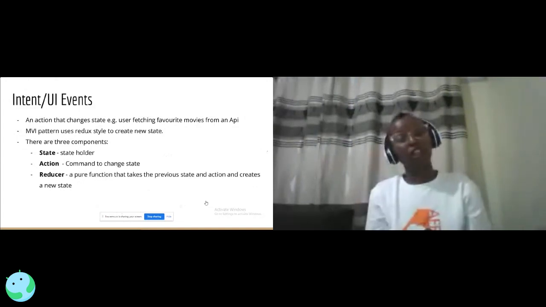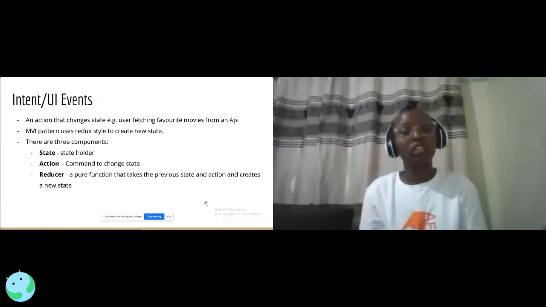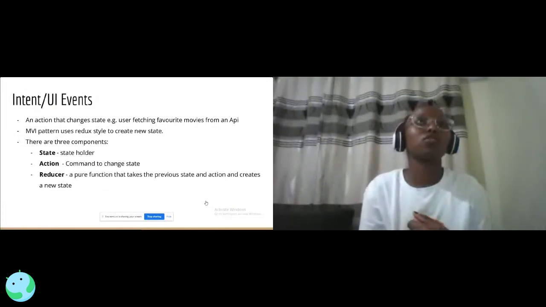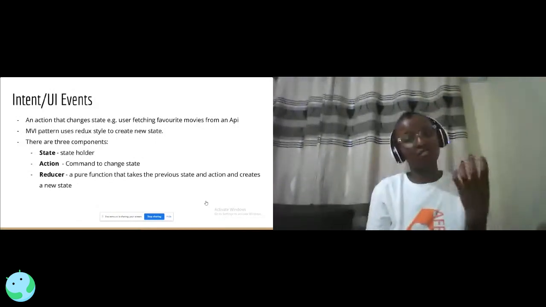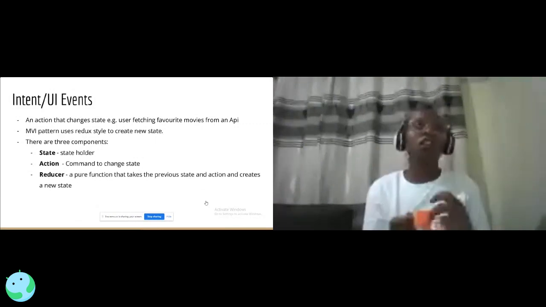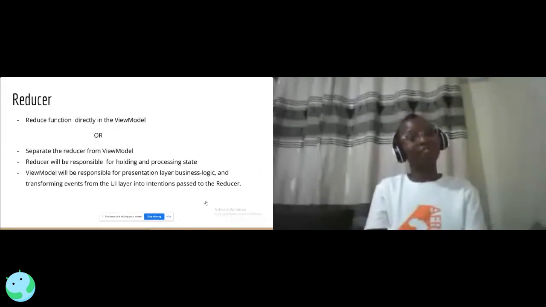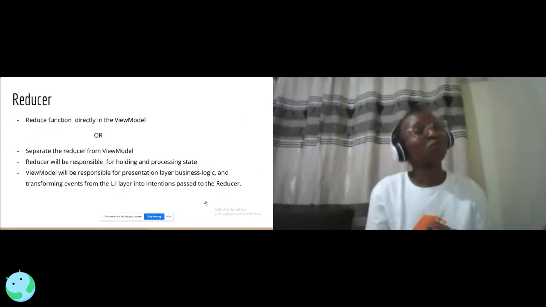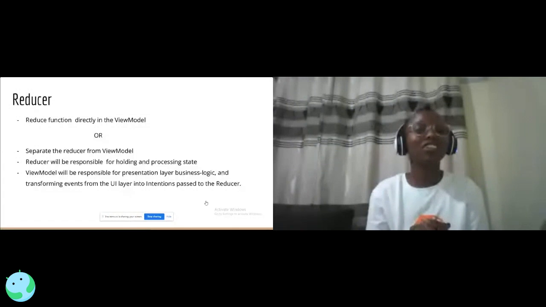So in MVI, we'll have three components: a state, that is the model; an action, that is a command to change state; and a reducer, a function that takes an action and creates a new state. We'll see that in a few. There are different ways you can implement this, numerous ways. I don't think there's a right or wrong.